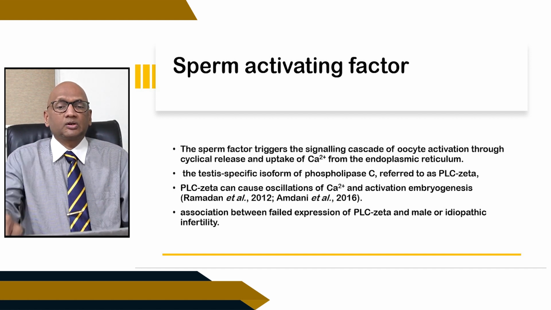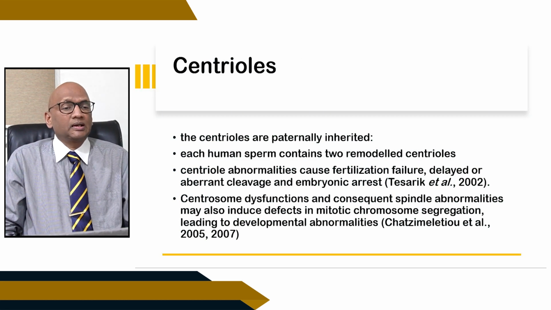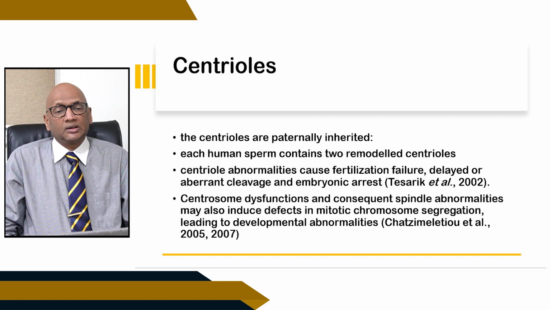When we come to the centriole, the centrioles are paternally inherited, and each human sperm contains two remodeled centrioles. Centriole abnormalities cause fertilization failure, delayed or aberrant cleavage, and embryonic arrest, as reported by Tesarik in 2002. Centromere dysfunction and consequently spindle abnormalities may induce defects in chromosome segregation, leading to developmental abnormalities such as fragmentation of the embryo and abnormal cleavage. So, in the cytoplasmic factors, you have the sperm activating factor and the centriole.